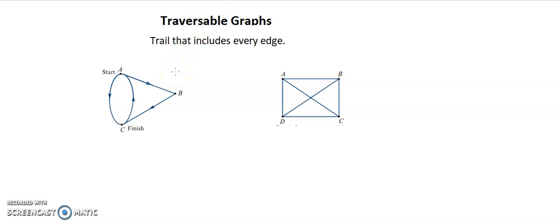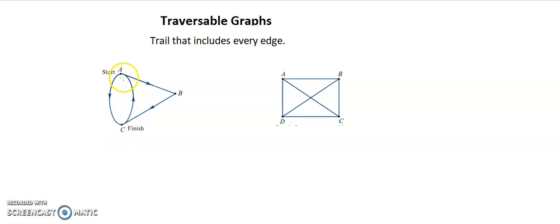So we are going to be looking at a traversable graph. This means that it is a trail that includes every edge. So this could be a trail, it could also be a circuit or a cycle, but as long as it is including every single edge.